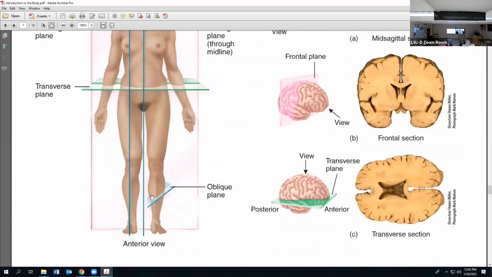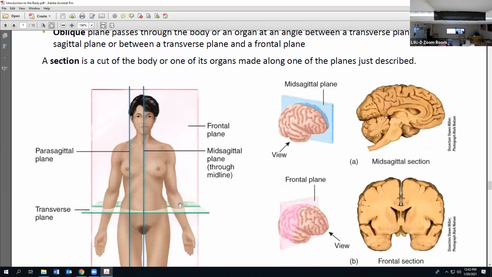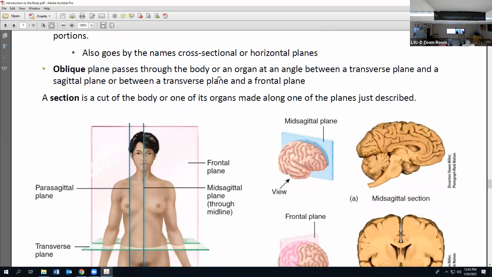Not used very often, but still important to understand, is an oblique plane. It passes through the body not either vertically or horizontally, but somewhere in the middle. Okay, it can do so between the transverse and the sagittal, or between the transverse plane and the frontal plane. So it can kind of go, I use my body like this. I'm not vertical, I'm not horizontal, I'm somewhere in the middle. Or it can go like this. Okay. See how it's different angles there, but still.